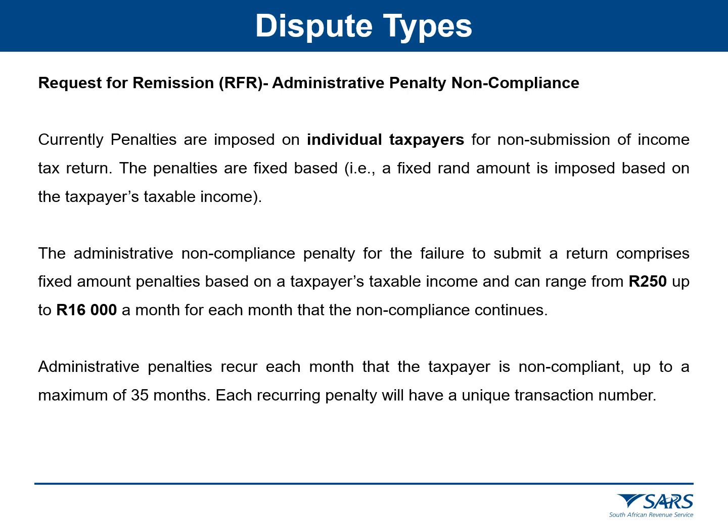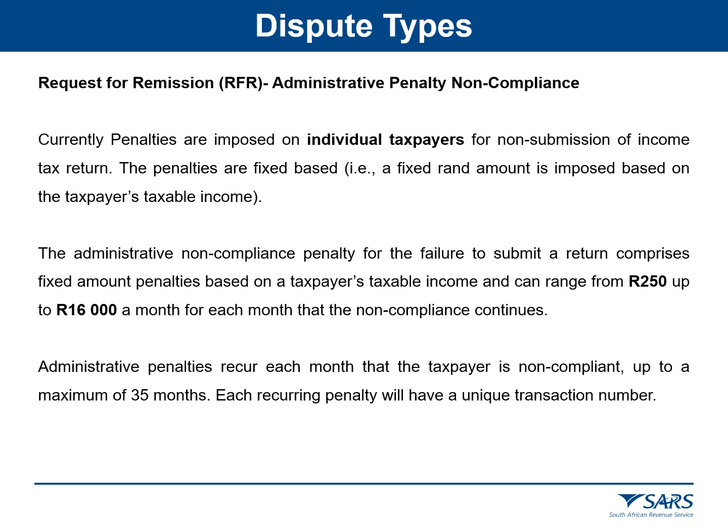Request for remission, RFR, administrative penalty non-compliance. Currently, penalties are imposed on individual taxpayers for non-compliance of income tax returns. The penalties are fixed-based. Example, a fixed Rand amount is imposed based on a taxpayer's taxable income. The administrative non-compliance penalty for the failure to submit a tax return comprises a fixed amount. These penalties are based on the taxpayer's taxable income and can range anything from 250 Rand up to 16,000 Rand per month per return.